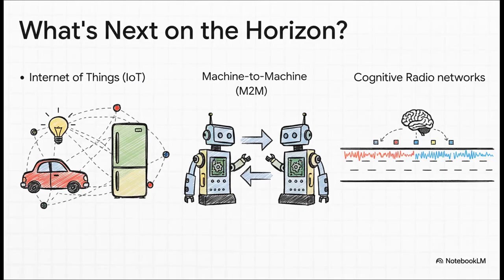The future is really about connecting, well, everything. The Internet of Things is going to bring billions with a B of new devices online. We're going to have machines talking directly to other machines, and we'll have technologies like cognitive radio, which will create these super smart networks that can actually sense which lanes on the Spectrum Highway are empty and just start using them automatically. It's going to make the whole system way more efficient.